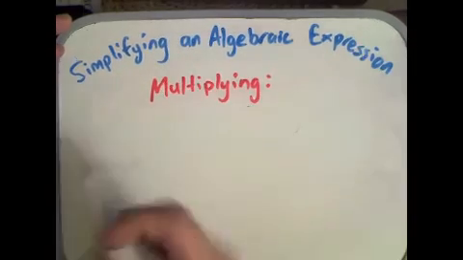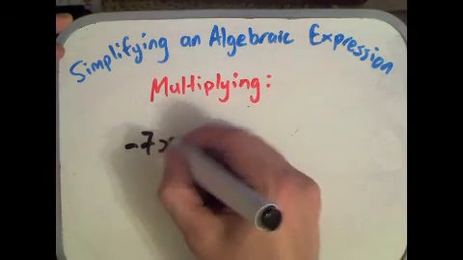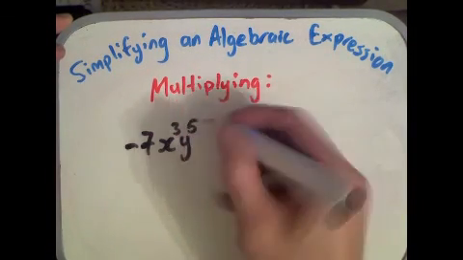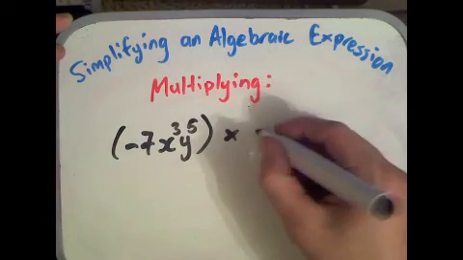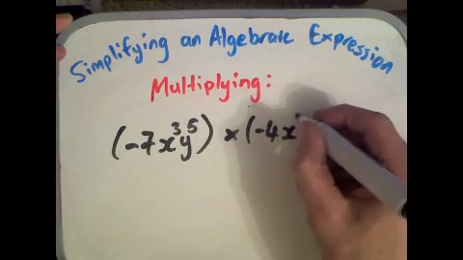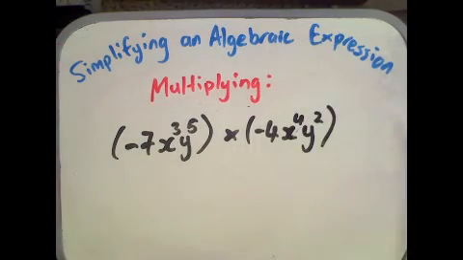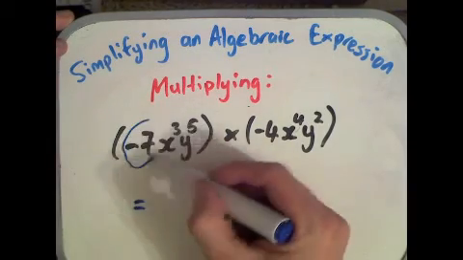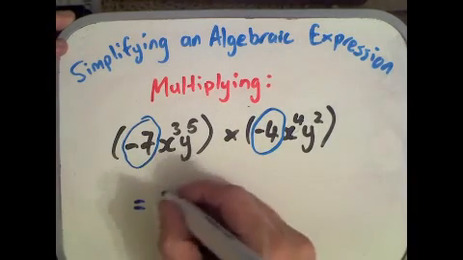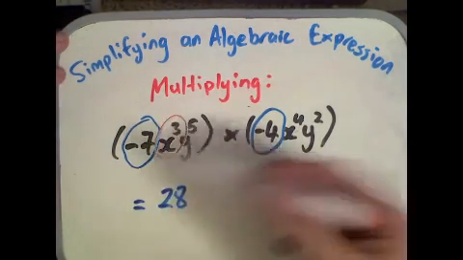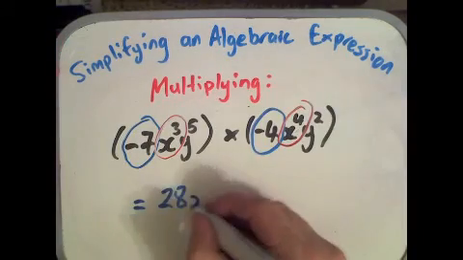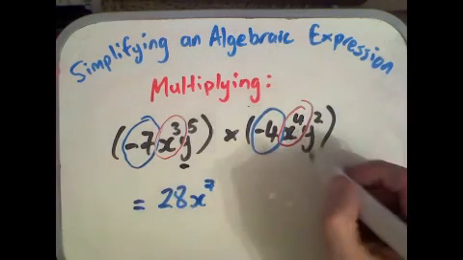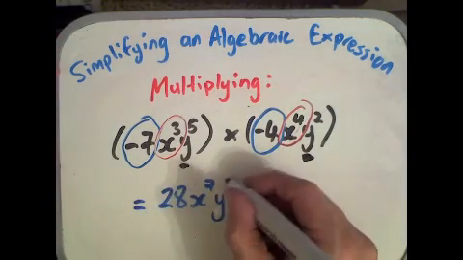Alright, so let's look at another example here. Negative 7x cubed y to the power of 5 multiplied by negative 4x to the 4 y squared. So again, negative 7 times negative 4 gives us a positive answer of 28. x cubed times x to the 4 gives us x to the power of 7, y to the 5 times y squared gives us y to the power of 7.